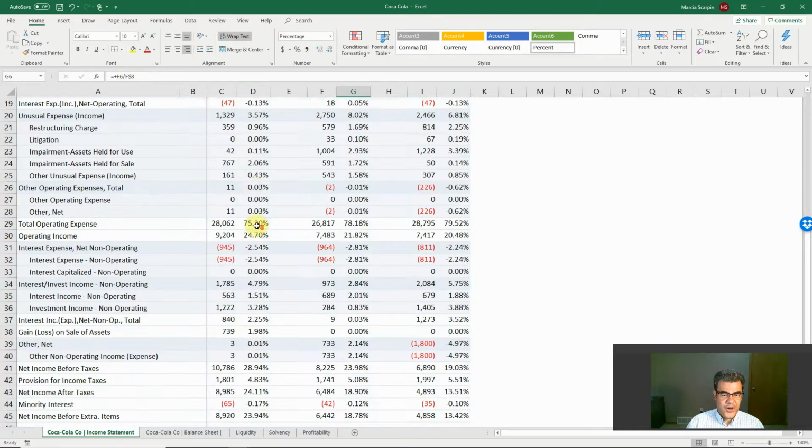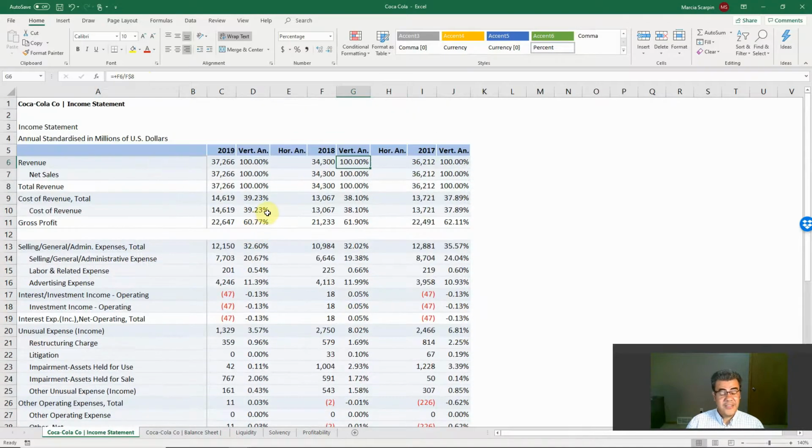And we have a lot of numbers here. How to analyze it? Usually, we don't analyze these very low numbers. Okay, labor and related expense, 0.54% of net revenue. It is not material numbers. So usually, we analyze the big numbers. For instance, cost of revenue or cost of goods sold. It is almost 40% of their revenue. So the production cost of Coca-Cola is 39% in 2019, 38 in 2018, and 37 in 2017. Okay, almost the same, but a small increase here.